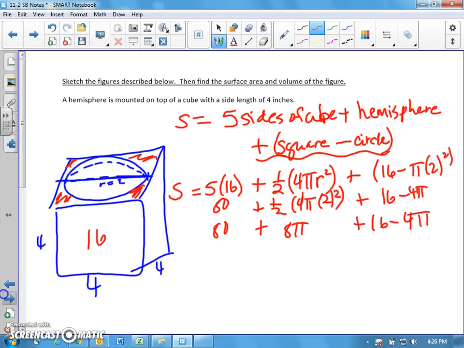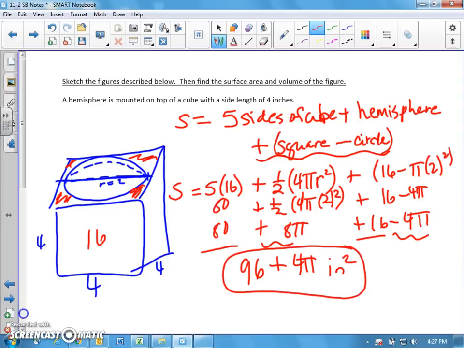Now all we need to do is combine these and see what we have. I can put those parts together, so we have 96, and I'm going to take care of that subtracting. And so I've got 96 minus 4, I'm sorry, plus 4 pi. And this would be in square inches.